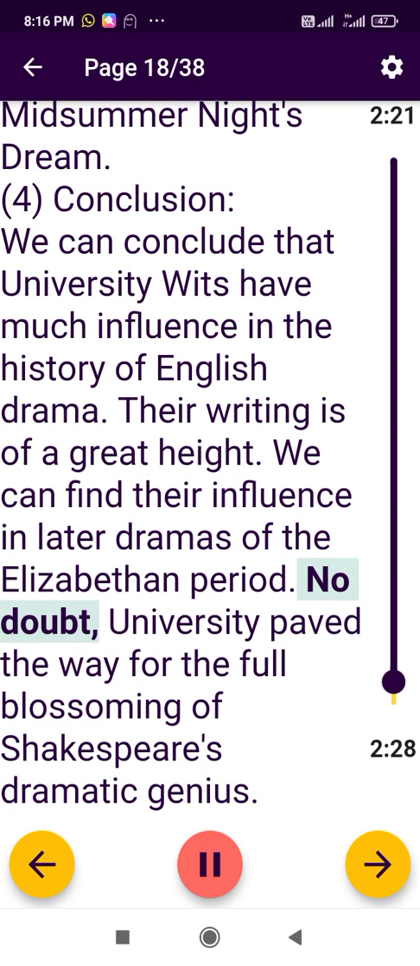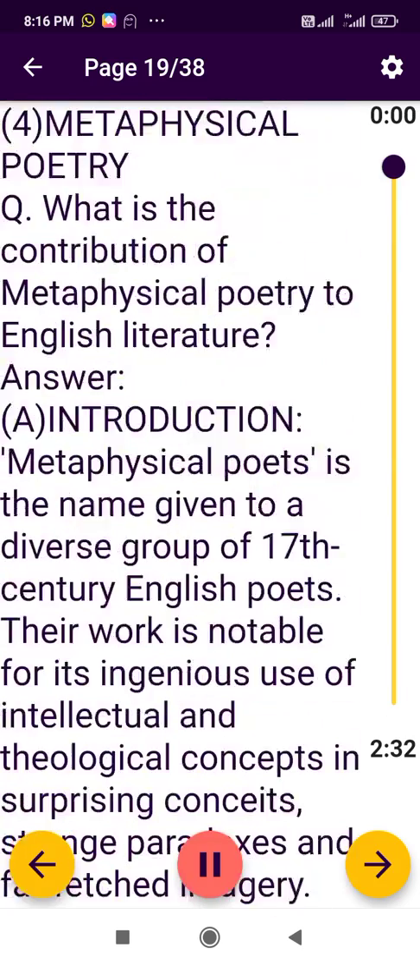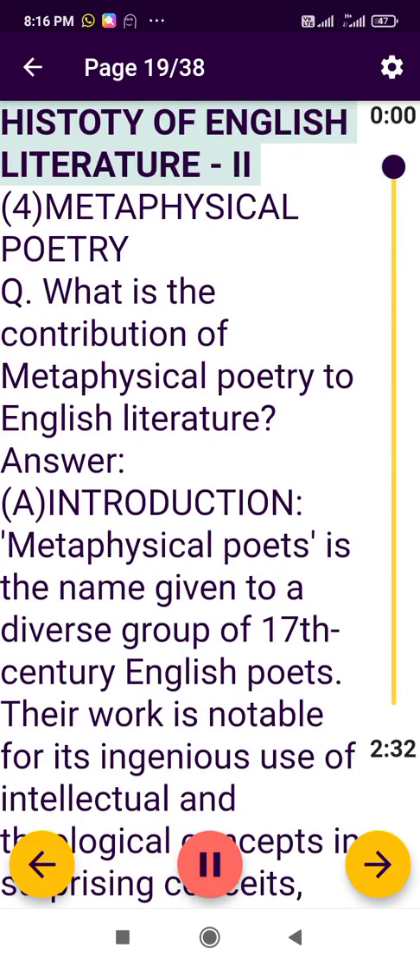No doubt, university paved the way for the full blossoming of Shakespeare's dramatic genius. History of English Literature, Roman 2.